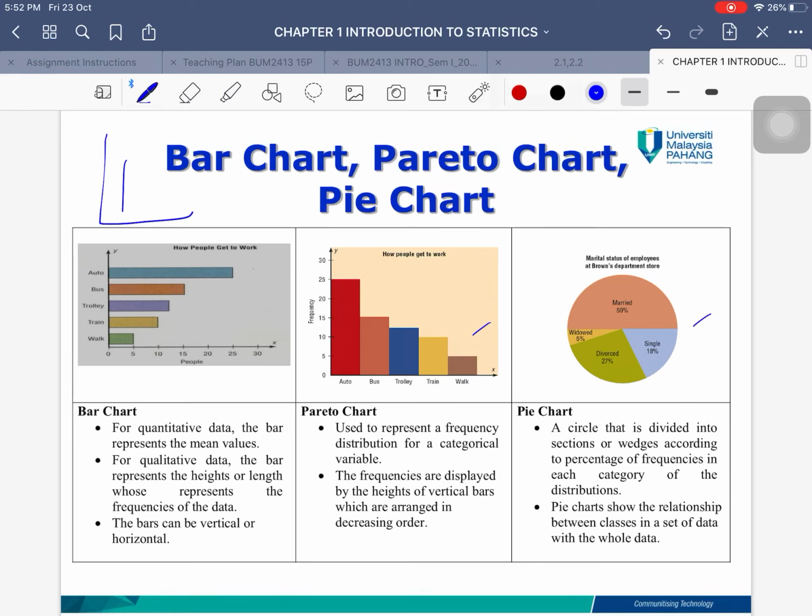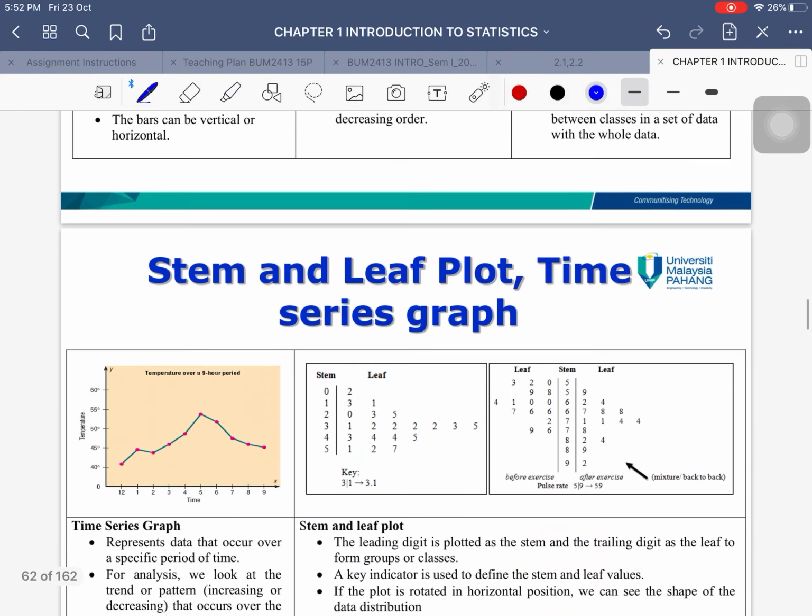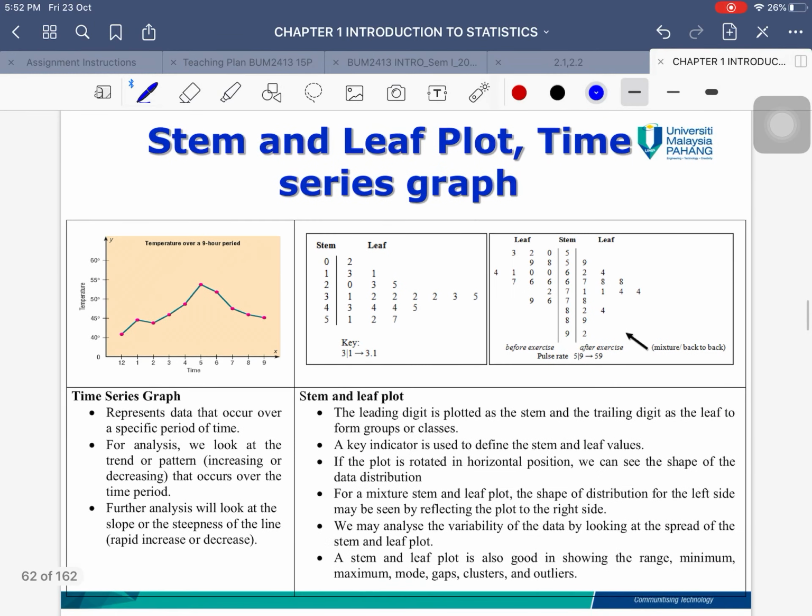Yeah, bar chart and Pareto chart are actually pretty much the same. A bar chart doesn't have to be this way, it could be this way as well. So it is up to you how you are going to turn around the axis.